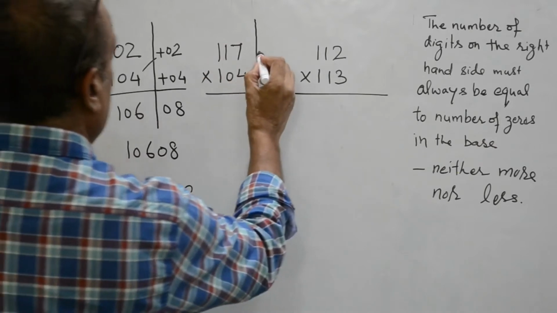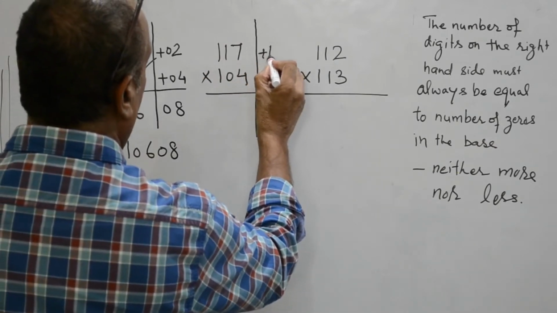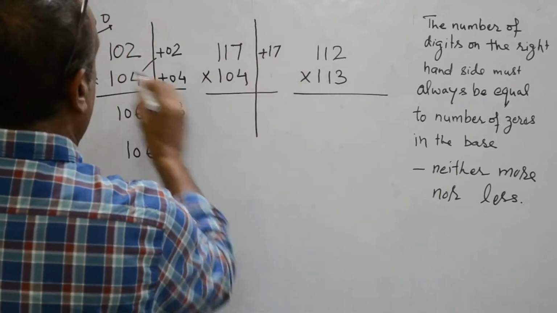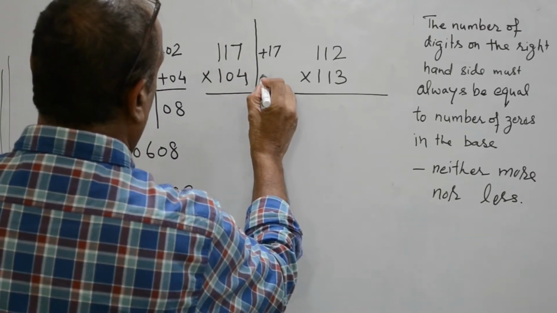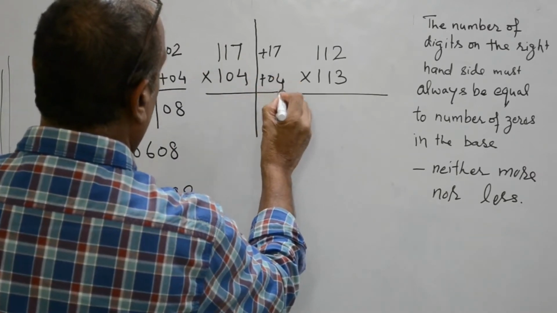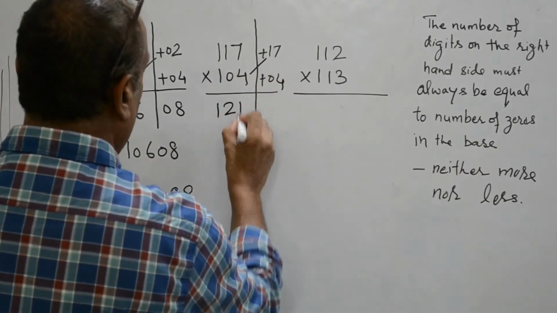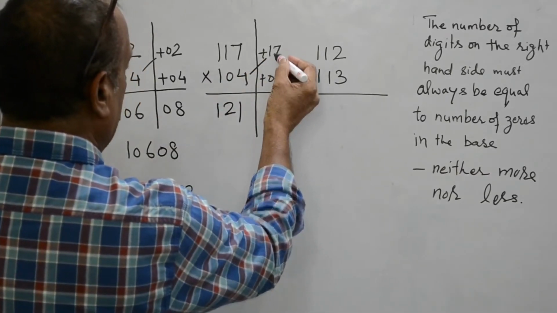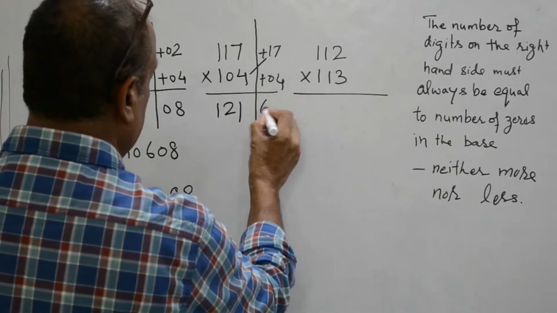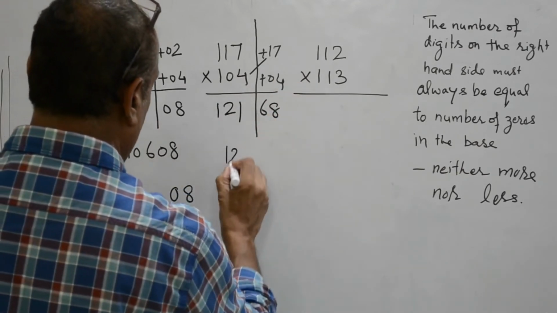117 is 17 more than the base, and 104 is 4 more than the base. So when we add this up, it is 121, and when we multiply 17 by 4, it is 68. So the answer is 12168.